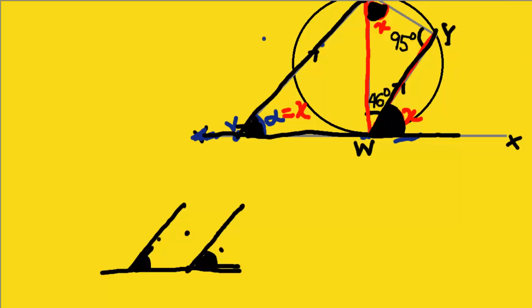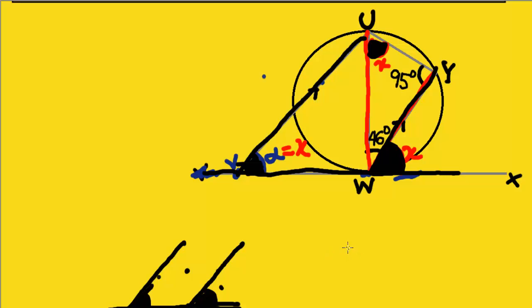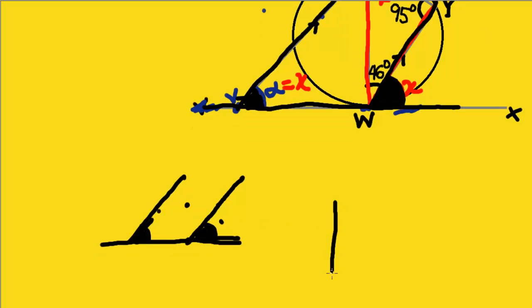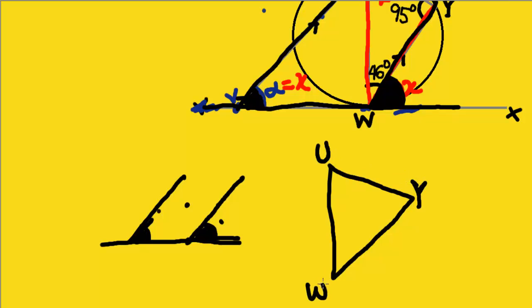So if you consider triangle UWY, we know two of the angles, but we don't know what X is. If we find X, we know alpha because alpha is equal to X, as we deduced. So I'll just make this bigger. I should make this triangle neater. UYW. So we know this angle is 46 degrees. We know this angle is 95 degrees. And we've called this angle X.